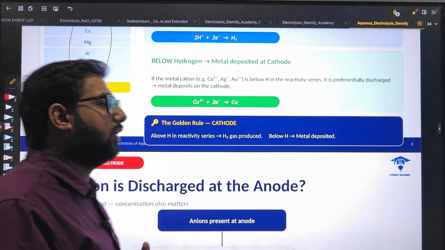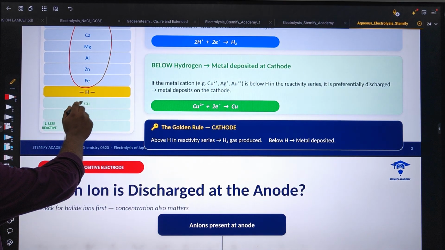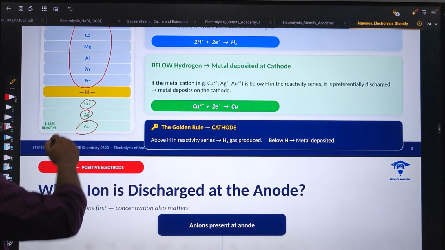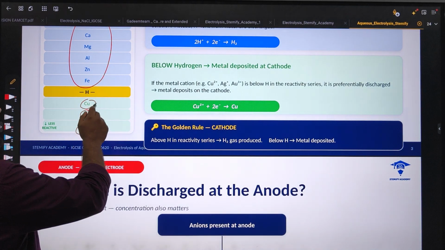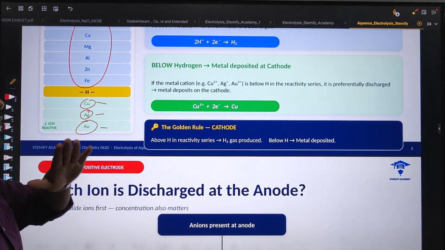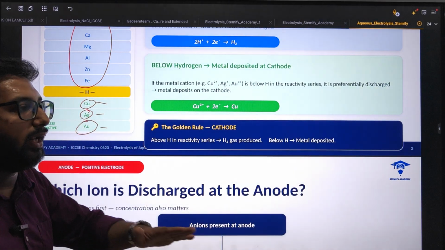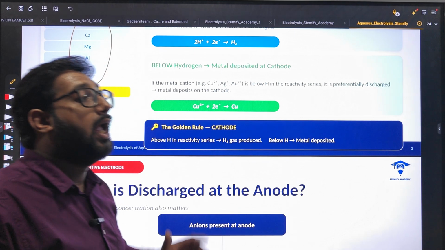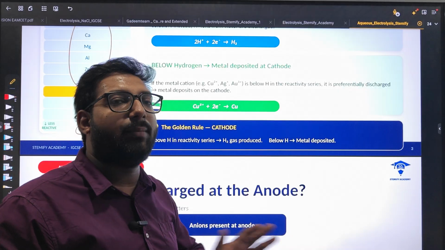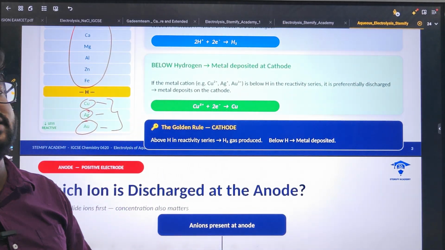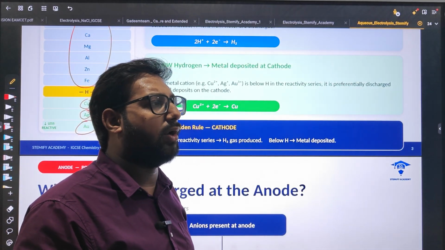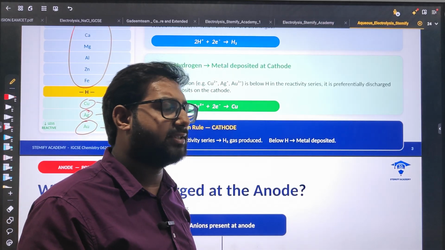So the golden rule is that if you see metal cations like copper, silver, and gold, straight away you should understand that these will get discharged at the cathode. If in the question you don't find any of these three cations, and you find any other metal cation, in that case, hydrogen gets discharged. That is the straight rule. You can say this is the golden rule, which makes it easier.